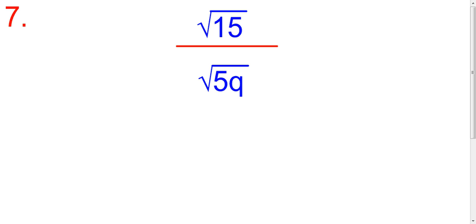All right, next one. Here again, I can think about this as one giant radical, and I can reduce this 5 and this 15 to make that a 1 and a 3.